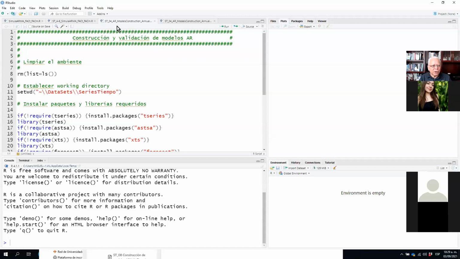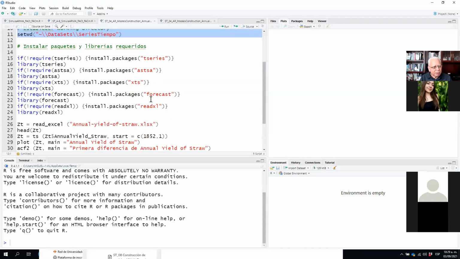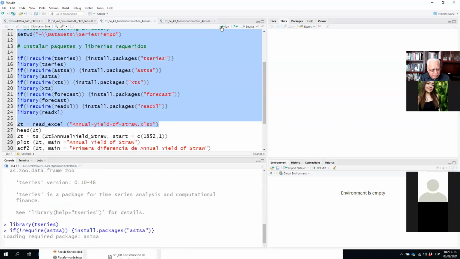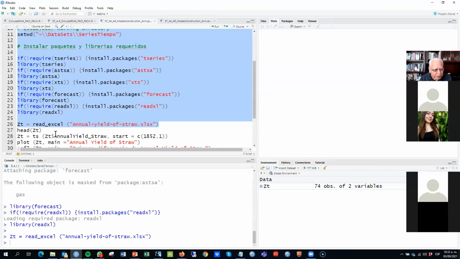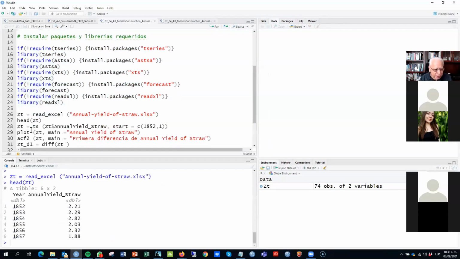So that's SD04, model construction, annual yield of straw is the script. Download it to your computer and install all the libraries. You can read the file. Yes. Okay, good. Now you read the file already. I have two columns in the file, the year and the value of the annual yield of straw.